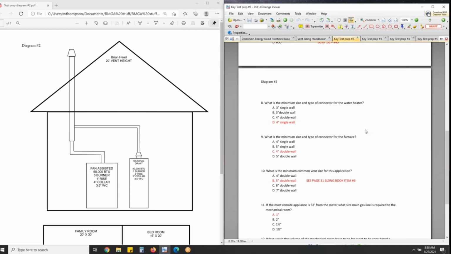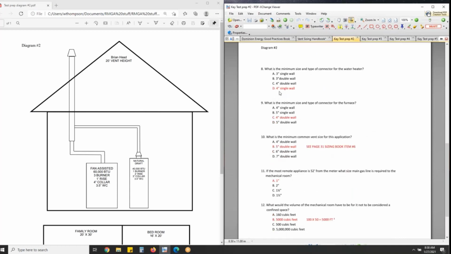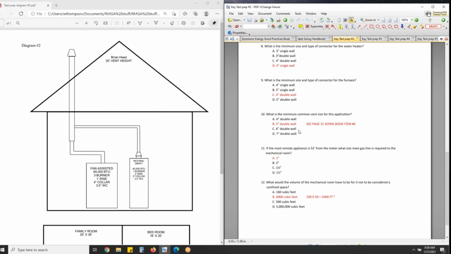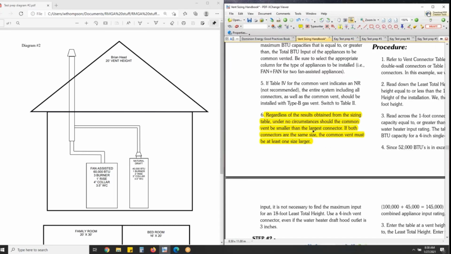It's easy. All right. Number 8, we should have come up with a 4-inch single wall. Number 9, 4-inch double wall. Number 5, this one is a little bit of a tricky one. Okay. So how many of you came up with B because you went over to the sizing book and saw this? This one is a little bit confusing, but I just want to show you what they're talking about. So over in the sizing handbook I gave you, this item here, number 6. Okay, so let me make this big again so you can see it.